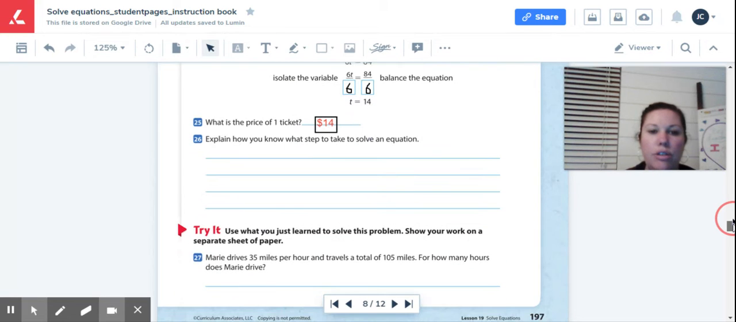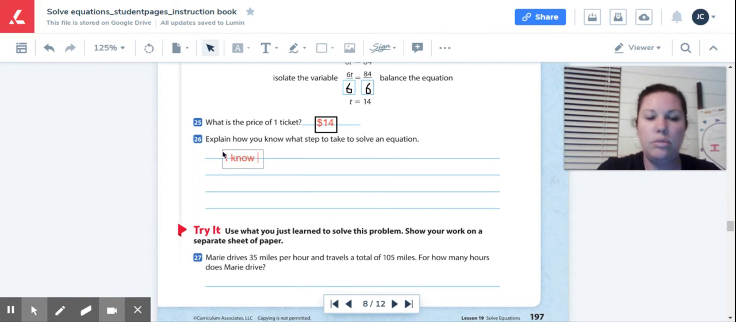Okay, explain how you know what step to take to solve an equation. So how do you know what to do? Okay, so we've gone over adding and subtracting algebraic equations. We've talked about multiplying algebraic equations and dividing algebraic equations. So we just have to do the inverse operation, right? So, well, let's just write that.